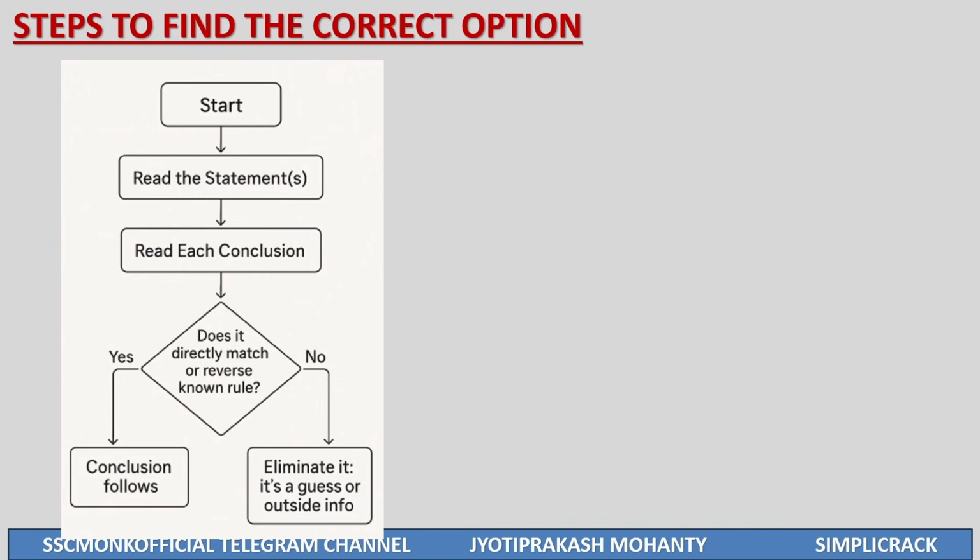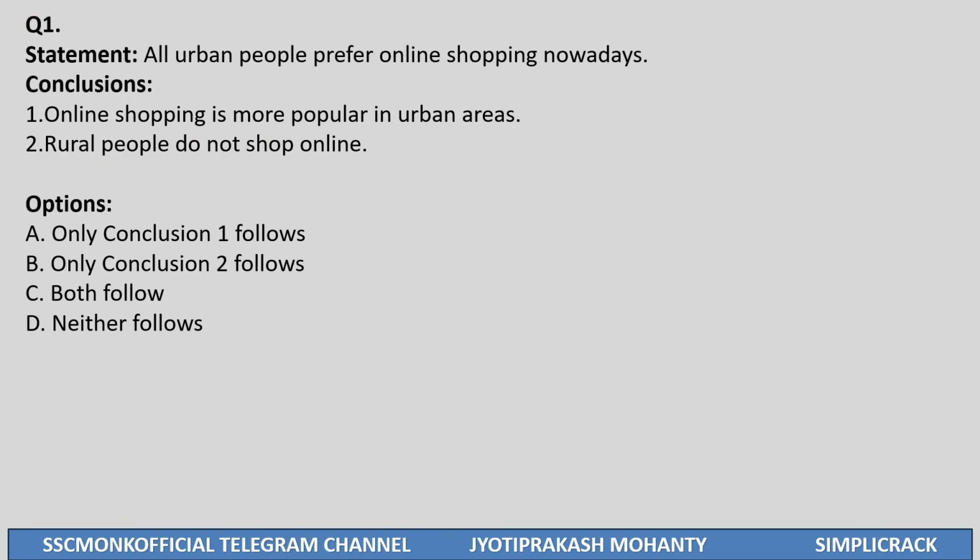Now, what are the steps to find the correct option? The first thing is that when you are reading the statement, read the conclusion and ask yourself, does that conclusion match or reverse the given statement or the given rule? If your answer is yes, that conclusion is following. If your answer is no, then you should not pick that particular conclusion. Now, with this logic, we'll be solving questions. So let's start. First question.